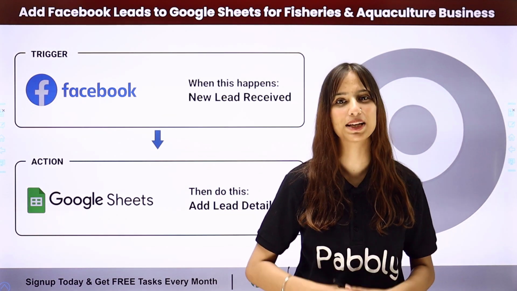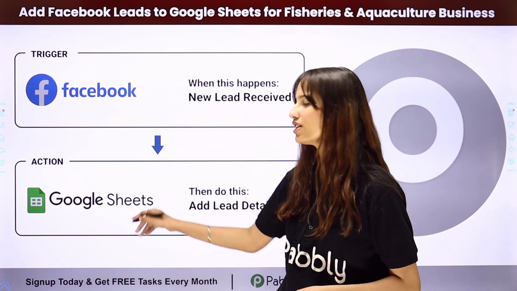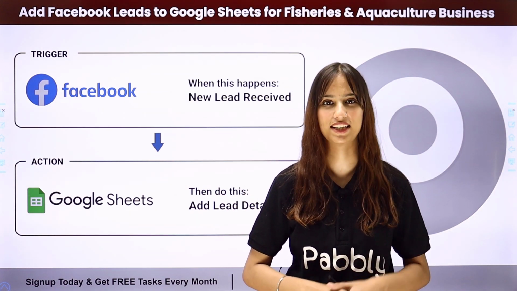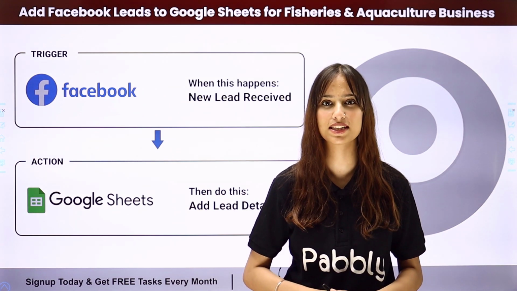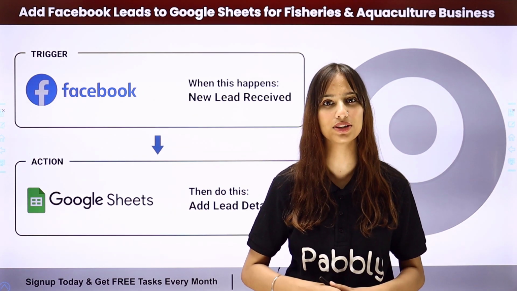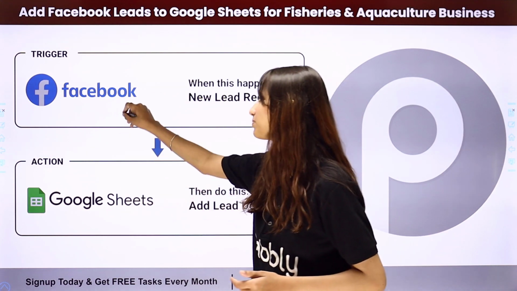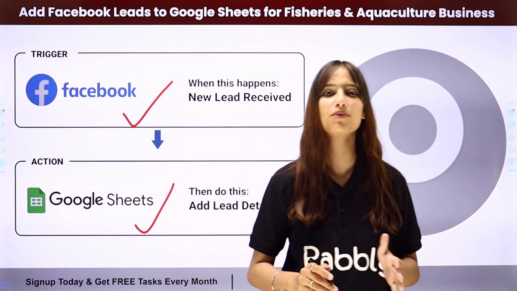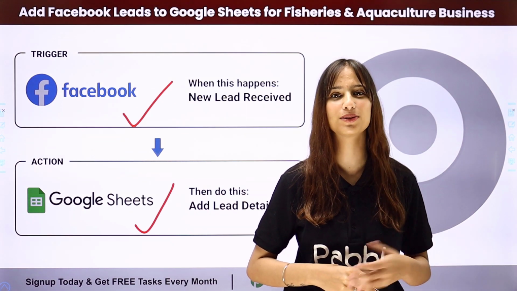So now to do this, I need to build a connection between these two applications, for which I'm going to use this amazing automation software, that is Pabbly Connect. So Pabbly Connect follows the concept of trigger and action. So here to do this, my trigger application will be Facebook lead ads and my action application will be Google Sheets. So if you want to learn more about this, follow me through the screen.